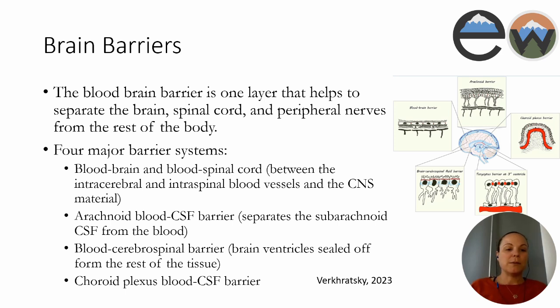There are 4 major barrier systems. You can go look all of those up, but just to, again, express that we're really not supposed to have communication between these systems outside of the cellular or the neurological communication that happens. We do not want these things, toxins and whatnot, to pass into certain tissues of the body.